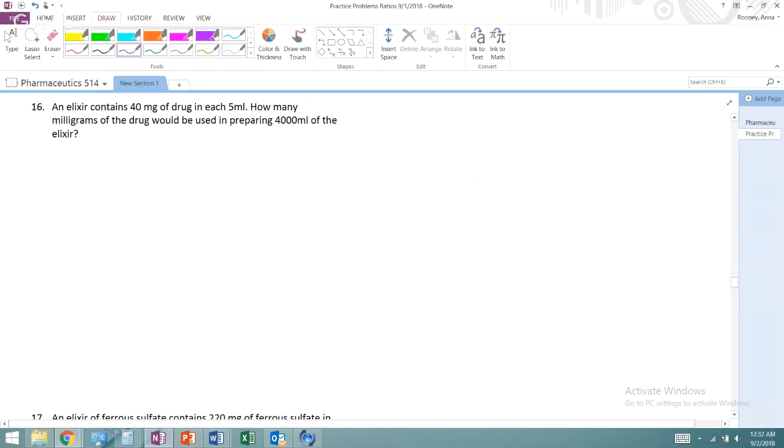An elixir contains 40 milligrams of drug in each 5 ml. How many milligrams of the drug would be used in preparing 4,000 milliliters of the elixir? So 4 liters. We're making 4 liters of this stuff. When would I ever do this?